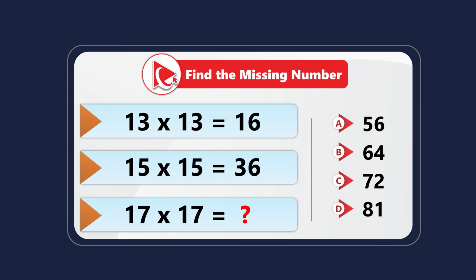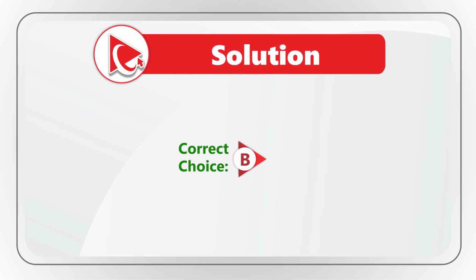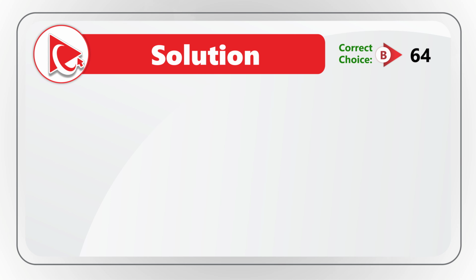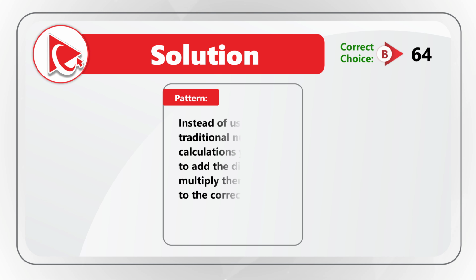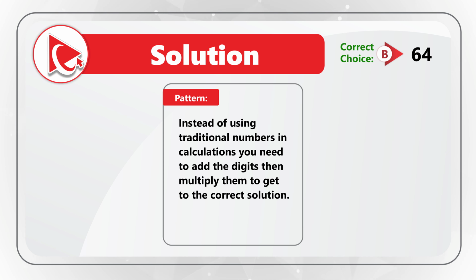Because the correct answer, choice B, 64, is calculated very easily. The pattern here is that instead of using traditional numbers in calculations, you need to add the digits and then multiply them to get to the correct solution.